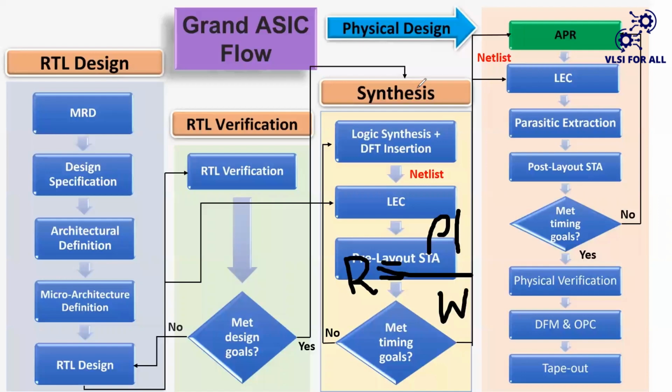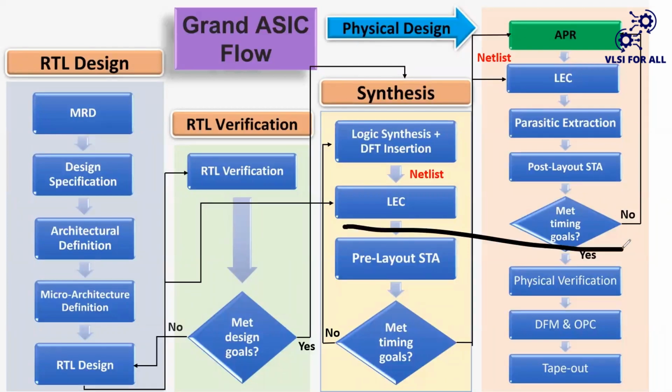So every metal that we have has a parasitic resistance. If the length of the wire increases, then the resistance increases. And if there is a parallel wire sitting next to it, then the capacitance increases. So what will happen? The design will slow down, right? That's why we do these checks.